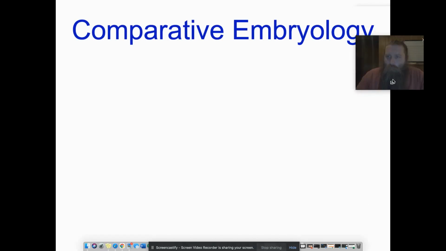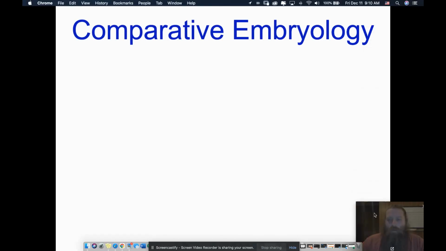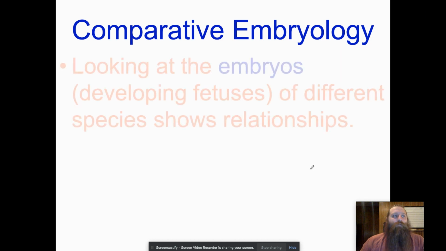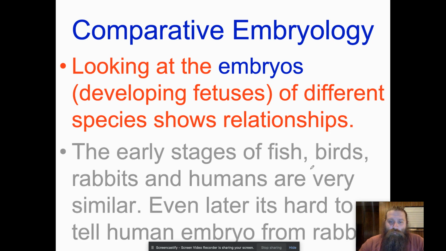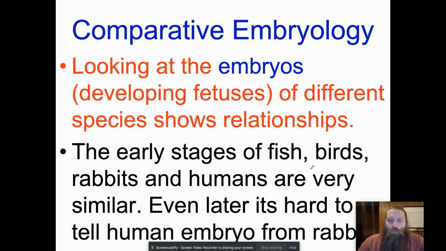Now, comparative embryology is the next branch we're going to briefly look at. It looks at the embryos, the developing fetuses of different species, and examines the relationships between them. And what we find is that the early stages of development for fish, birds, rabbits, humans, all these different organisms are really similar. It's actually kind of difficult to tell the difference between a human embryo and a rabbit embryo if you don't know what you're looking at.